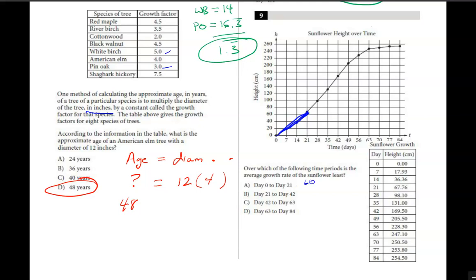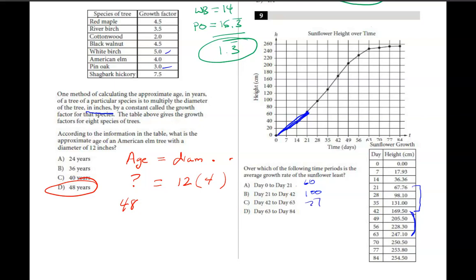So from 21 to 42, if I wanted to, I could also use the chart. From 21 to 42, that grew over 100. 42 to 63 would be from here to here. So 169 to 47, you're looking at roughly 77.